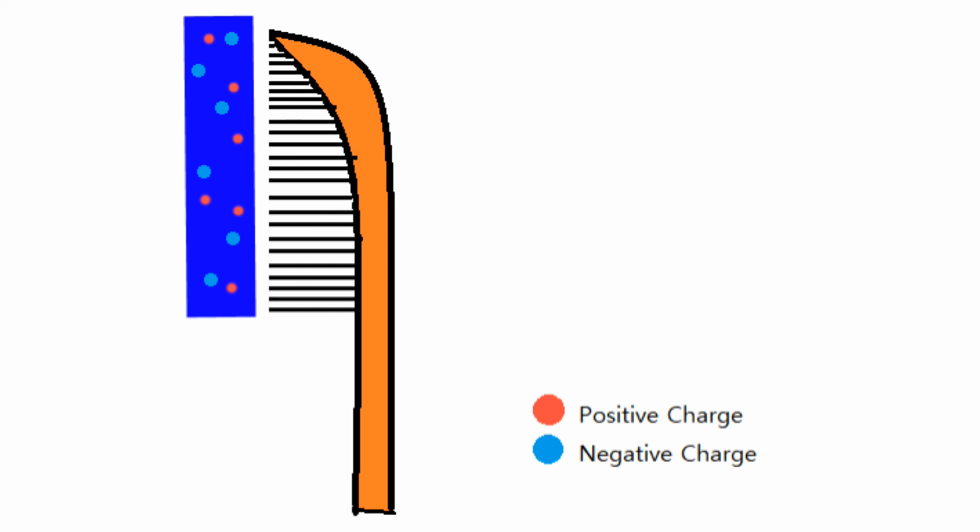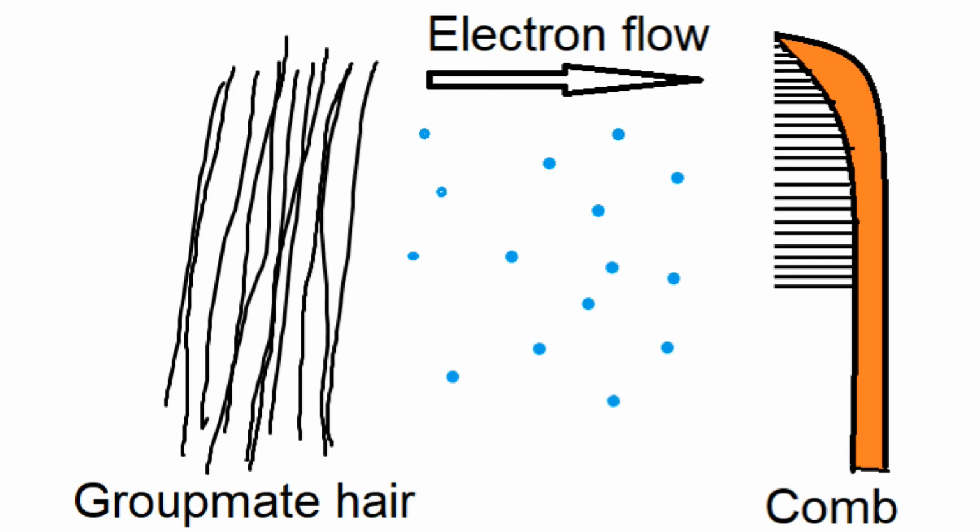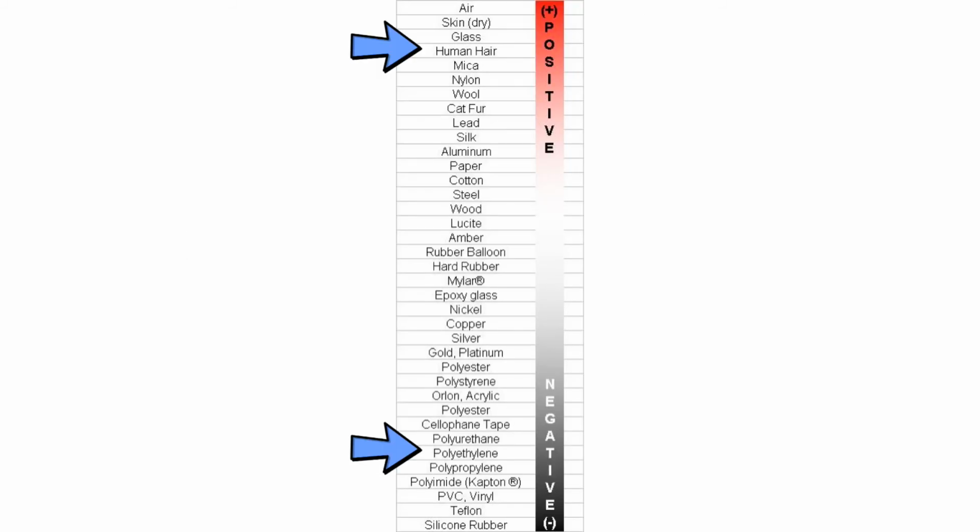However, in the second part, upon combing the hair, electrons are transferred from the hair to the comb. Why electrons are transferred this way and not the other way around is because human hair is higher up in the triboelectric series than polyethylene. This means that hair gives up electrons more readily than polyethylene, and electrons will therefore travel from the hair to the comb.